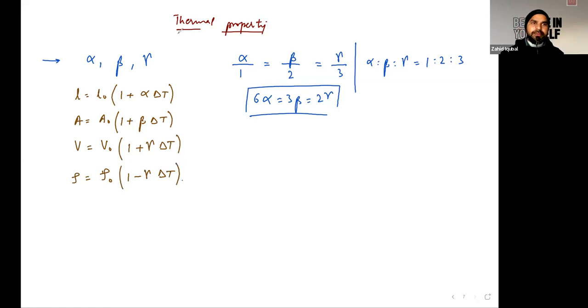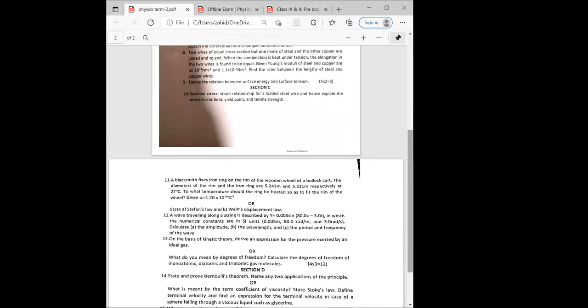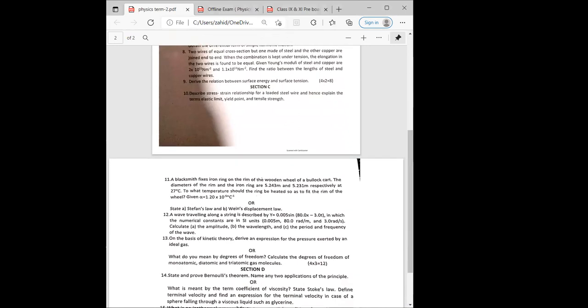Let me just show you, just 1 minute. See question number 11. A blacksmith fixes an iron ring on a rim of a wooden wheel of a bullock cart. The diameters of rim and iron ring are 5.243 and 5.231 meter respectively at 27 degrees Celsius. To what temperature should the ring be heated so as to fit the rim on the wheel? Given alpha is 1.2 times 10 to the power minus 5 per degree Celsius.